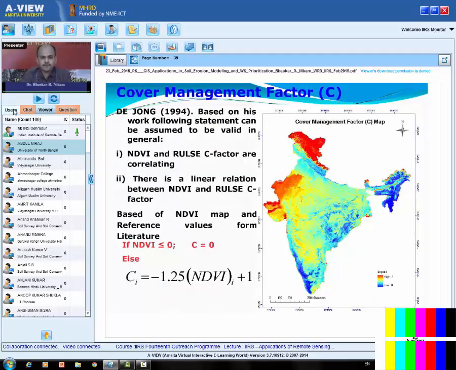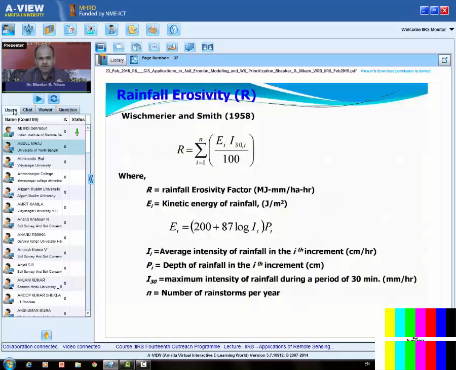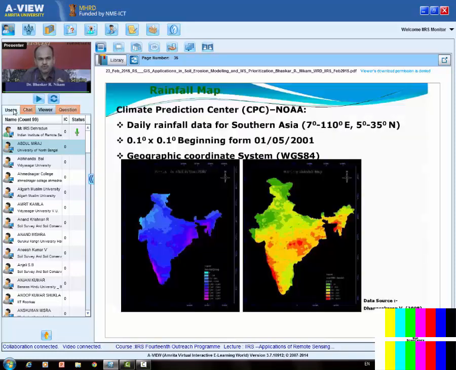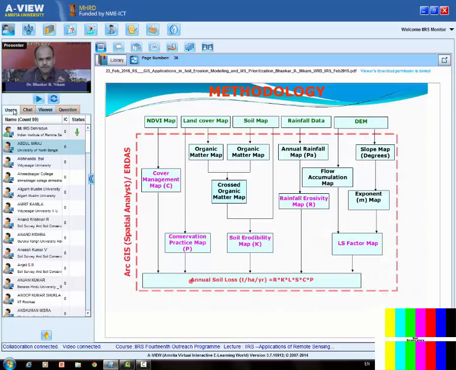Now the C factor. The C factor is the cover management factor, which says that if you have a very dense vegetative cover, the rainfall will not directly impact your soil. Since the rainfall is not directly impacting your soil, there will be zero erosion. So if you look at the original equation, your annual soil loss needs to be zero.